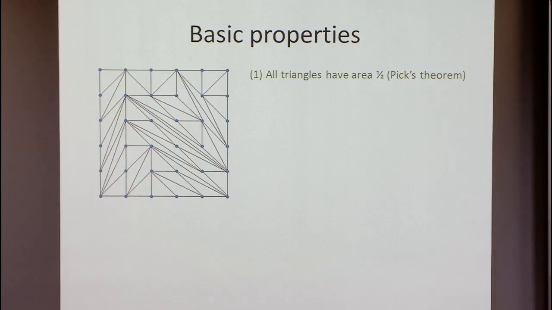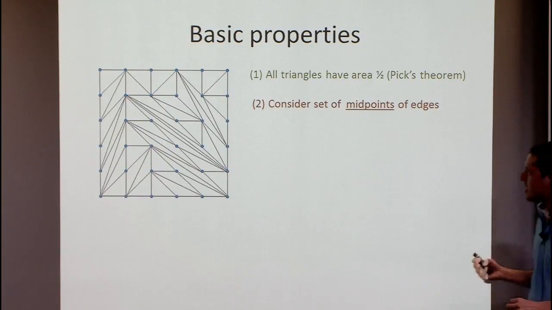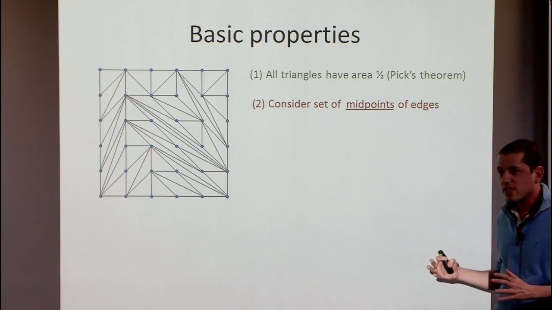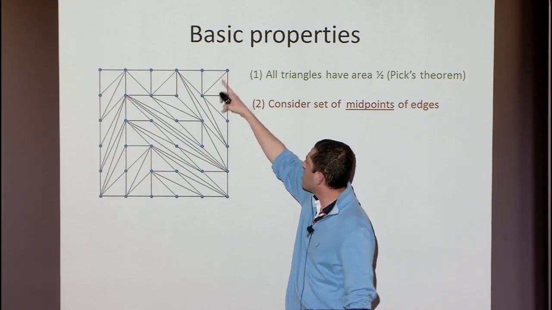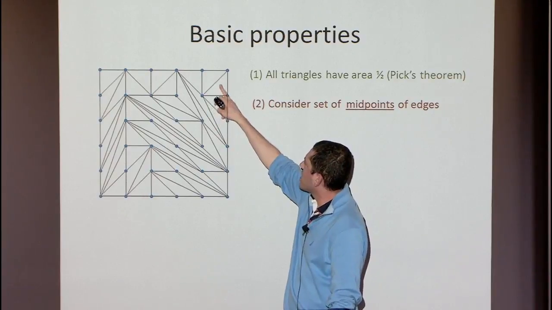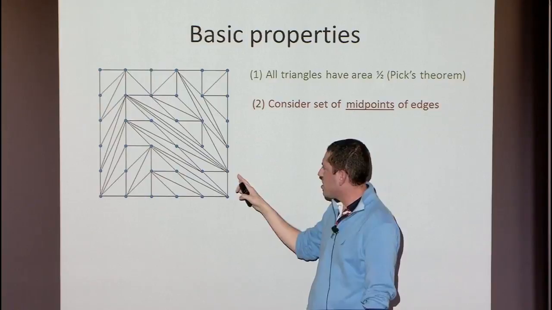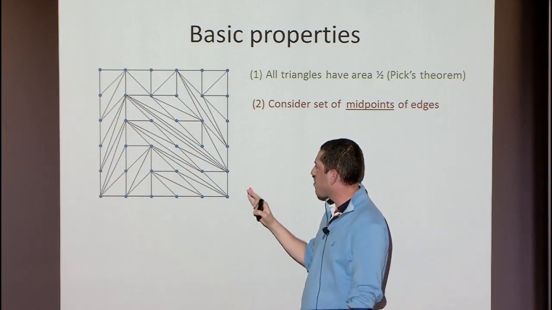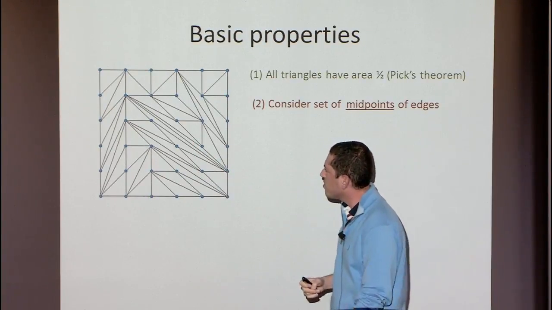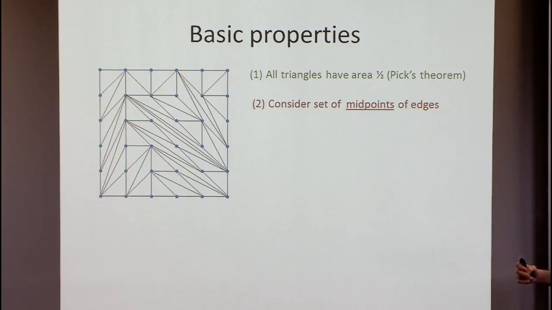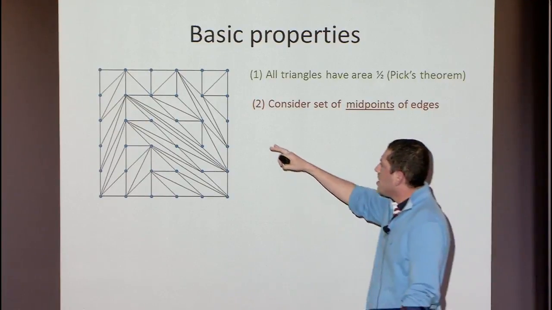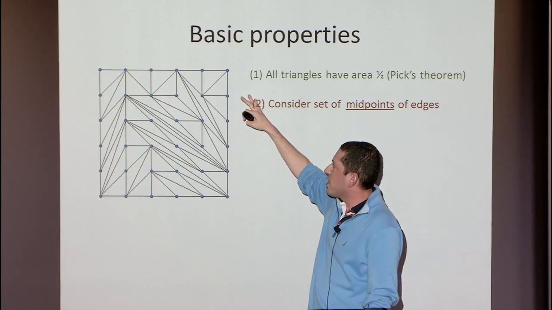Another interesting property that's also going to be useful for us is the following. I would like you to consider the set of midpoints of the edges. So take any edge, for example, this edge here. It's easy to figure out that the midpoint of this edge is somewhere around here. If you take a longer edge, it may be a bit more difficult to visualize where the midpoint is, but you can do it. And as an exercise, you could try to picture in your mind the set of midpoints of all the edges.